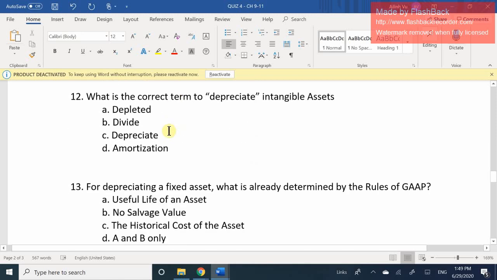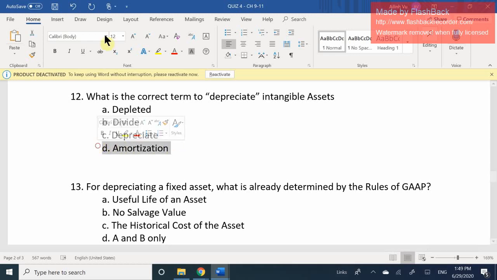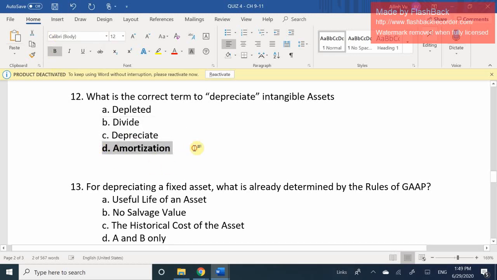What is the correct term to depreciate intangible assets? D. Amortization is correct. Depletion is meant for land. Divide? No, we never learned anything called divide, and depreciate is already incorrect. That's for fixed assets.